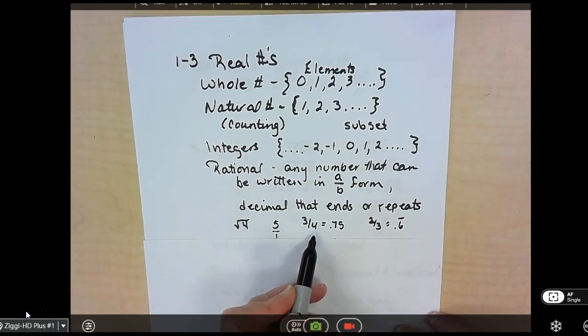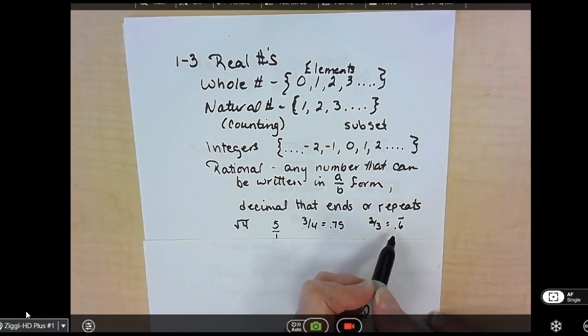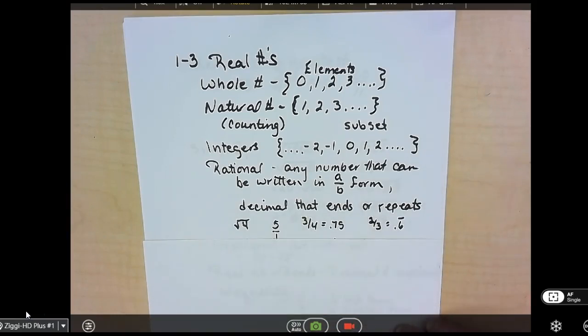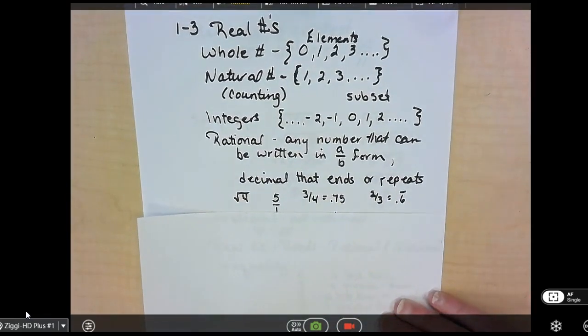3/4 is a fraction already. It's a decimal 0.85. Oh, 0.75. I was going to use the example of 0.85 as one also, but I used 0.75, 3/4. 2/3 is a fraction, and if you write it as a decimal, it repeats forever as 0.6 repeating. So those are all different types of rational numbers.